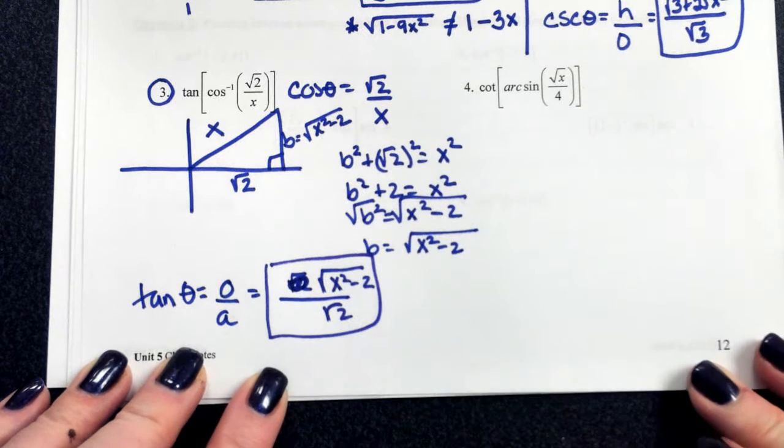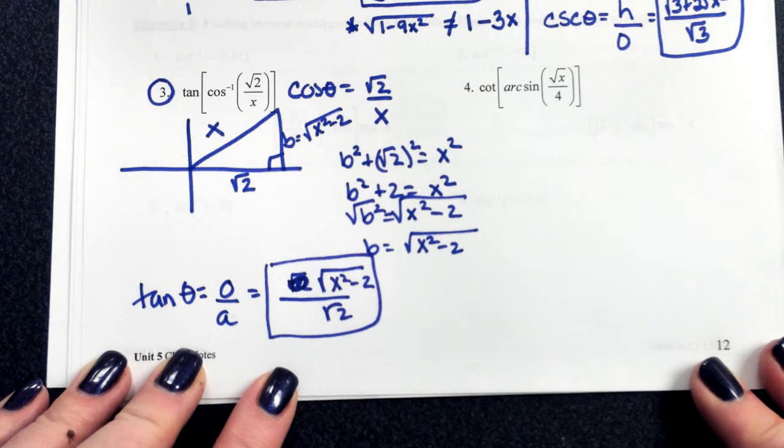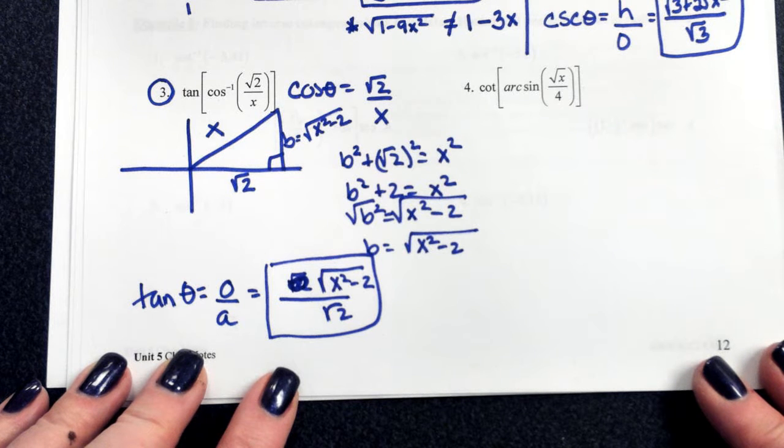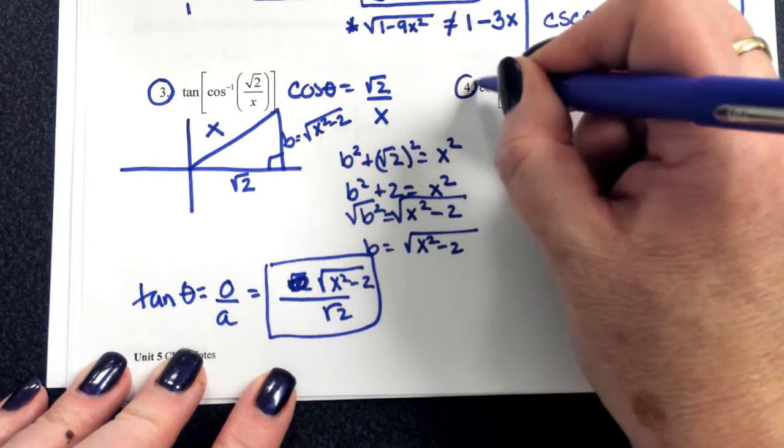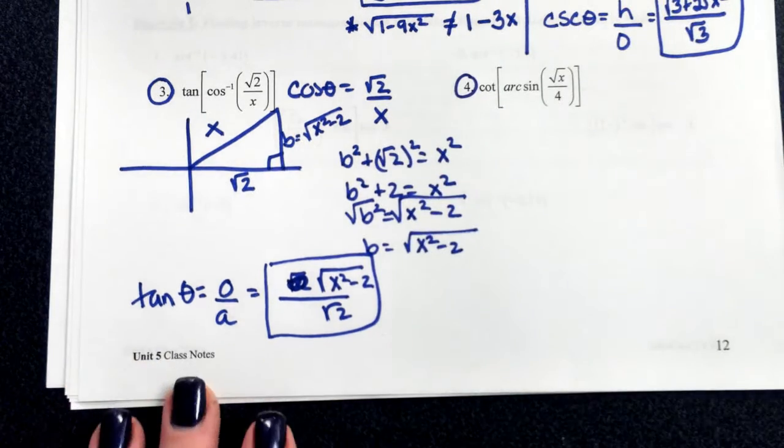So everybody okay on coming up with the square root of x squared minus 2 over the square root of 2? Again, it's the opposite side over the adjacent side of the triangle. Any questions on that one? You guys go ahead and get the triangle set up for problem number 4 for me.